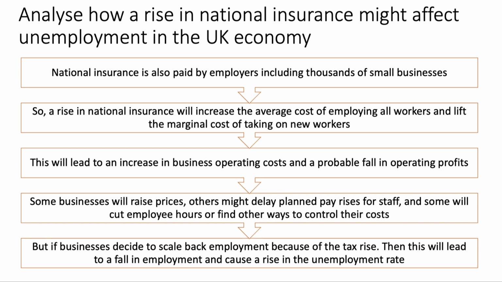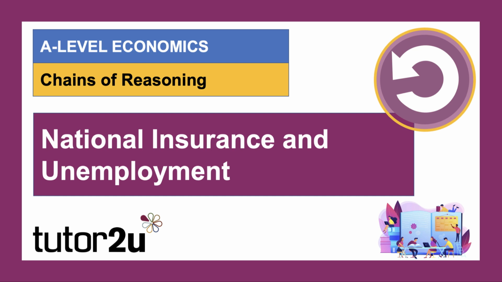I was reading something from the Federation of Small Businesses that employer national insurance for small businesses, let's say with five people on a pay of, let's say, £30,000 a year, they're going to pay about £16,000 a year in national insurance. Quite a substantial national insurance bill for small businesses. So this is quite an important tax change. The government's under pressure to delay it at the moment with the rising cost of living in the UK. But hopefully this has been a good example of how to build a chain of analytical reasoning to link a rise in national insurance to the possible effects on unemployment.